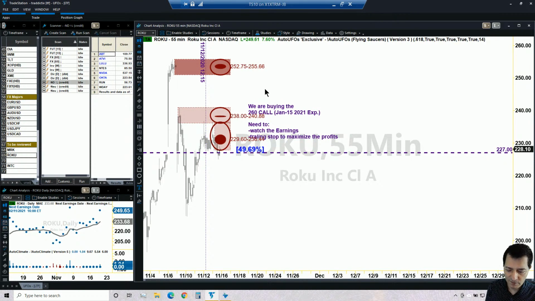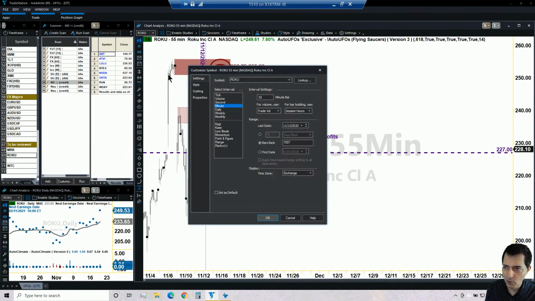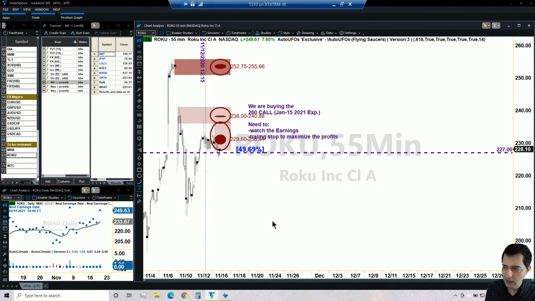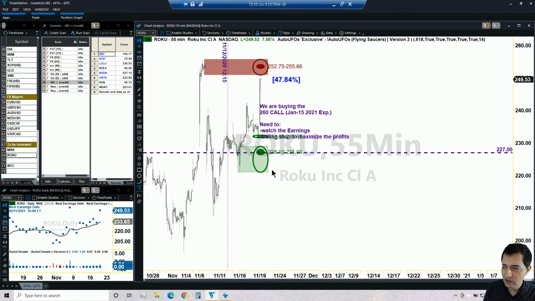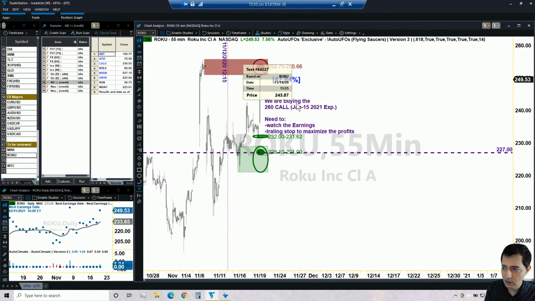And from there, if I now fast forward to today's date, we are in a nice one, with lots of movement in our direction. Now, remember, that stock is very likely going to start making all-time highs. So we said trailing stop to maximize the profits. Your stop should be located at least under 232.